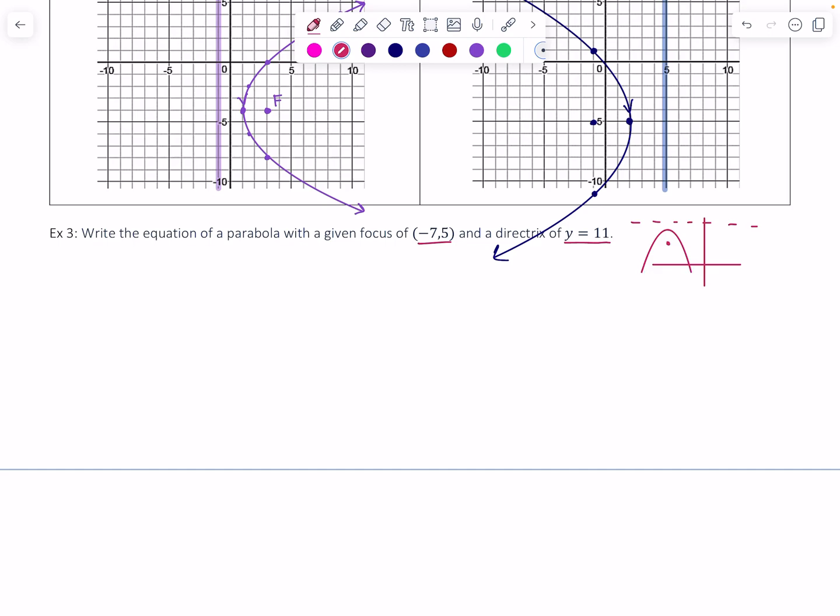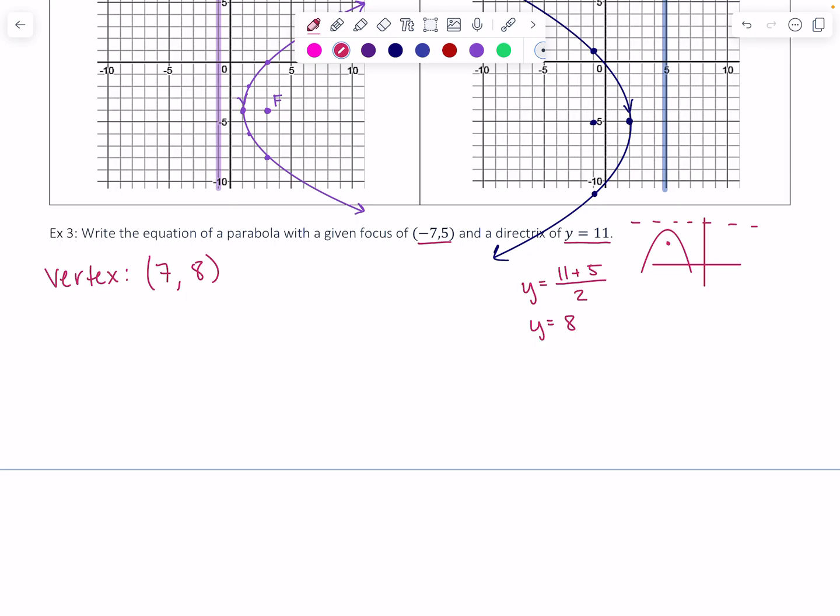First thing that we know is that our vertex is going to be on the same x value. It's going to be at -7 comma something, and it's going to be right in between our directrix and our focus. So I'm just going to take my y values: 11 plus 5, and then I'm going to divide it by 2. So the y value of my vertex is going to be 8. So our vertex is now at -7, 8.